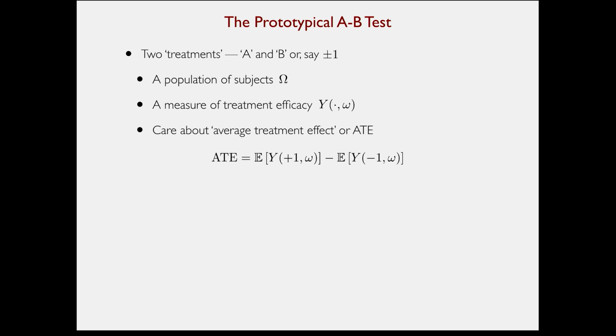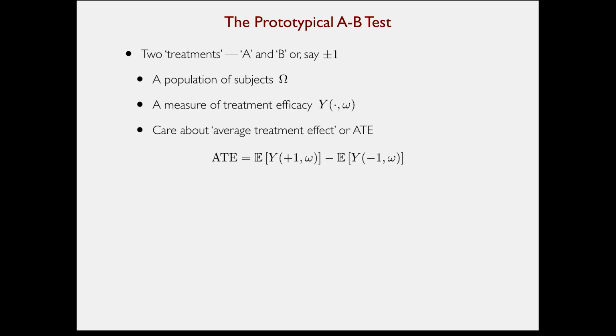So just to get started over here, what's the prototypical A-B test? The prototypical A-B test is you've got two treatments, A or B, and I'm not going to write A or B. I'm going to call them plus or minus 1. You have some population of subjects, let's call that set capital Omega. You have some measure of the efficacy of treatment, and that's this function Y, a function of little omega in Omega, and also whether you use plus 1 or minus 1.